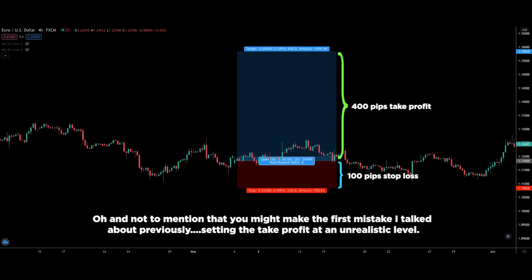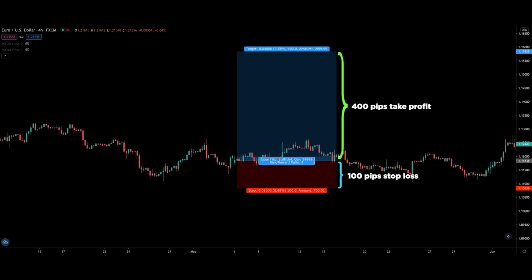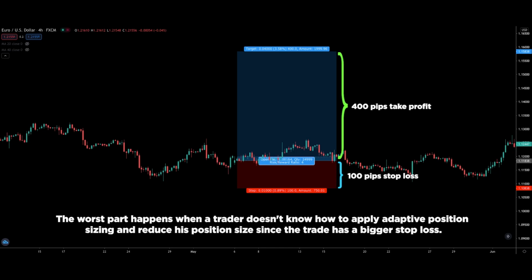Oh, and not to mention that you might make the first mistake I talked about previously, which is setting the take profit at an unrealistic level. But hey, that's not the worst part. The worst part happens when a trader doesn't know how to apply adaptive position sizing and reduces position size since the trade has a bigger stop loss. So what happens? Well, it results in a big loss.